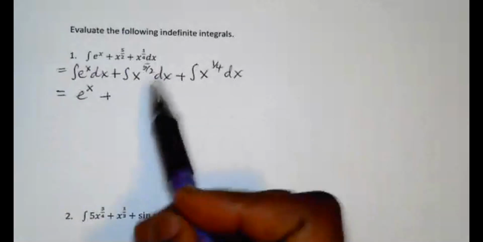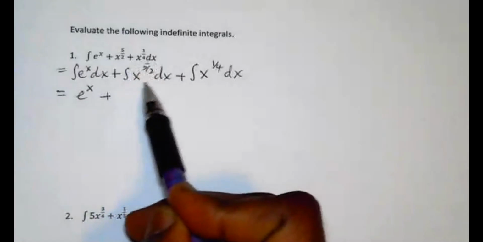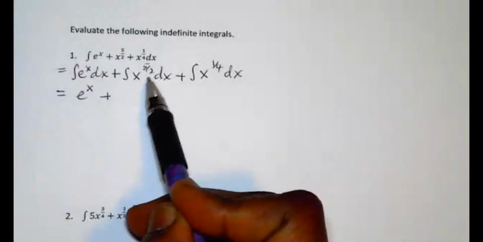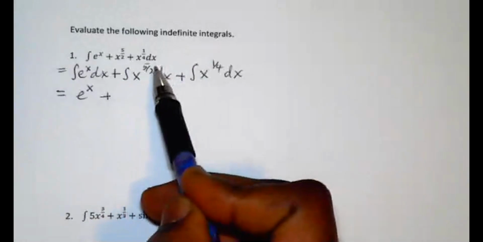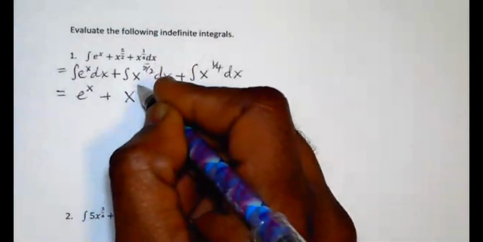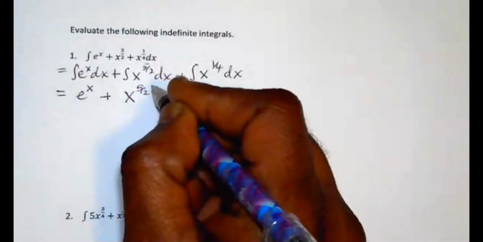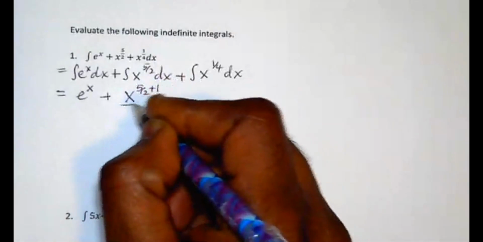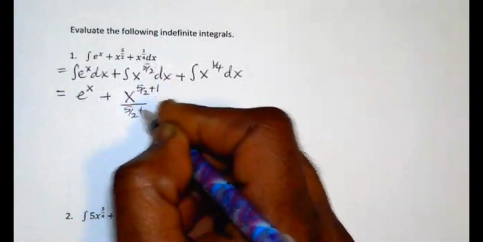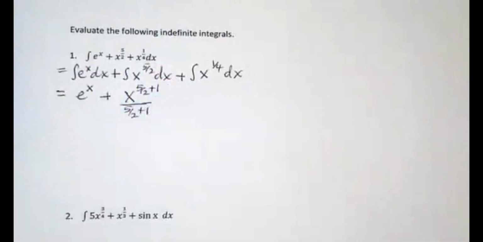Great. So in this case, I have to apply the anti-power rule. So the anti-power rule says that I have to add 1 to the exponent. So let's do that. So x raised to the power 5 over 2 plus 1. And then I divide by the sum that I get here. So 5 over 2 plus 1. Whatever the sum is, I divide by that.